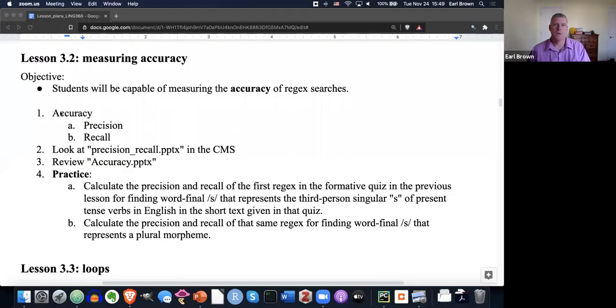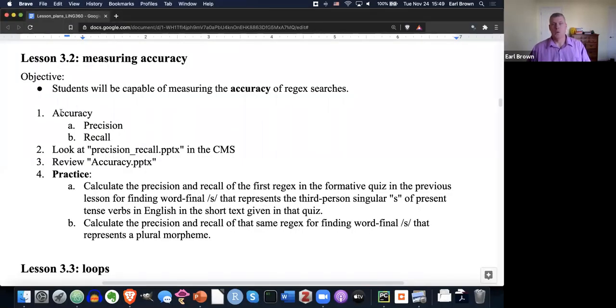All right, welcome to lesson 3.2, measuring accuracy. Measuring accuracy is one of the things that you'll need to do with quite a few of your homeworks, the majority of your homeworks in this class. So let's look at this lesson, measuring accuracy.